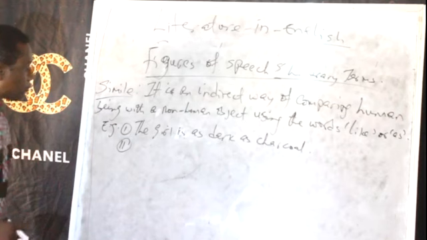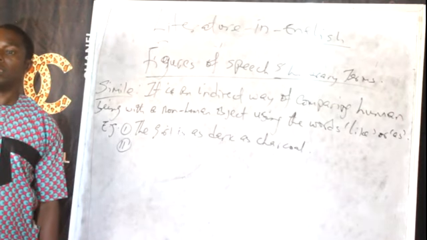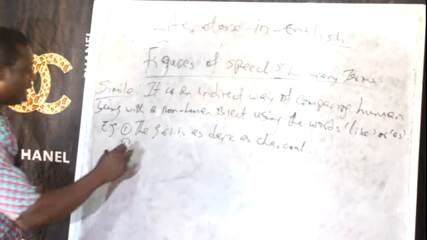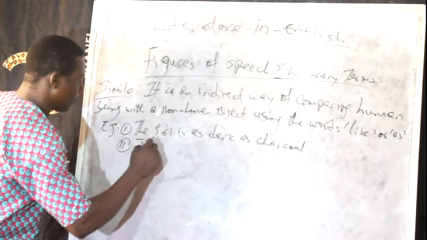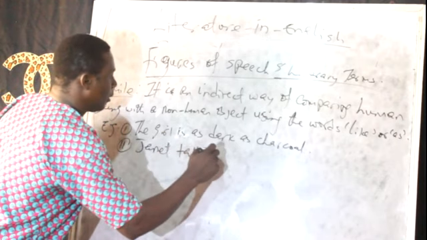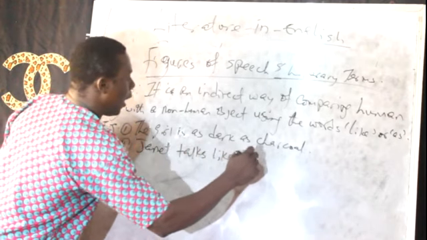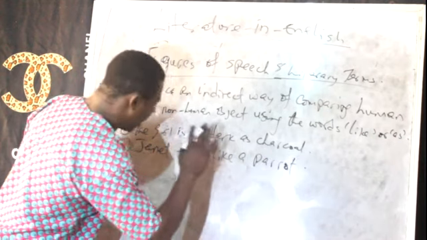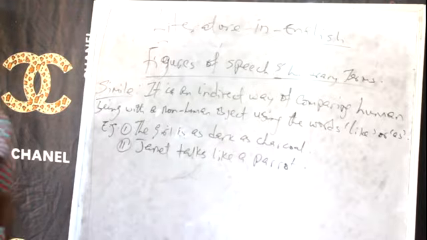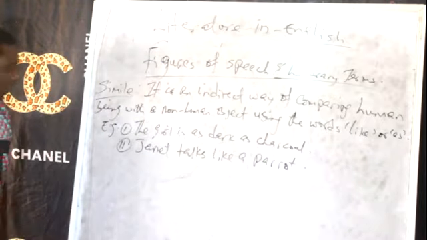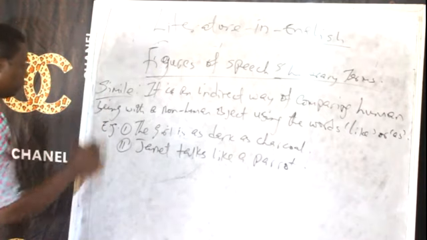2, Janet talks like a parrot. Let me just limit it to 2 examples. Janet talks like a parrot. The second one, that's 1.